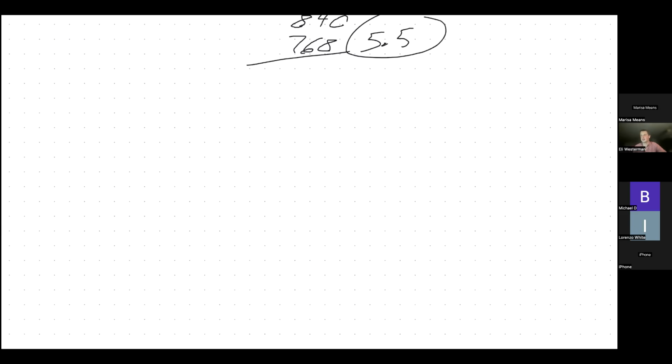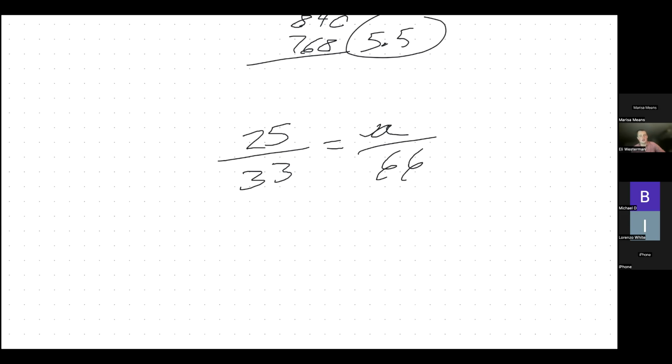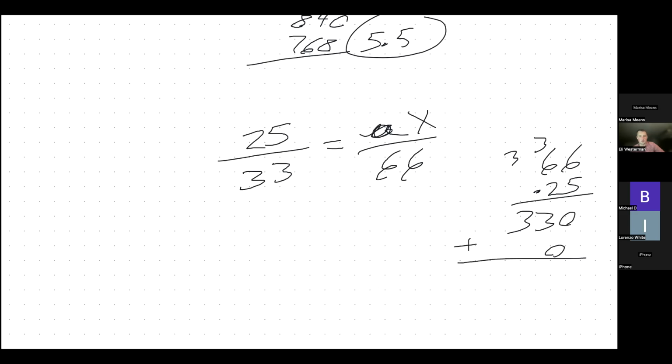Let's do this one instead. 25 over 33 equals a over 66. We're going to call it x. 25 times 66. Let's do this. 66 times 25. 5 times 6 is 30. 6 times 5 is 30, plus 3, 33. Placeholder 0, 2 times 6 is 12. Carry the 1, 2 times 6 is 12, plus 1 is 13. So 1650.